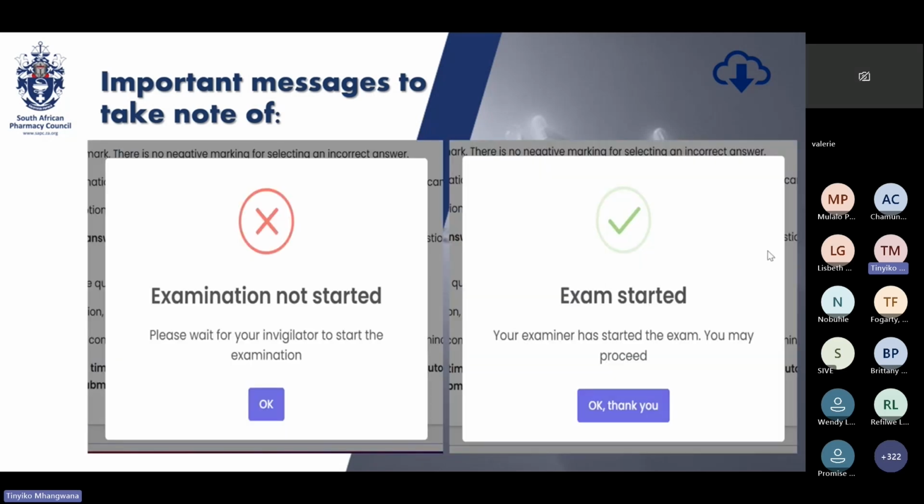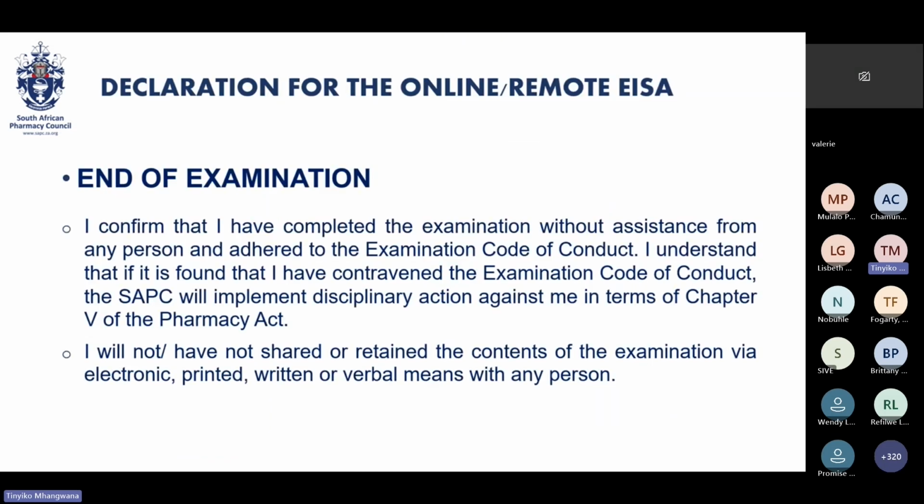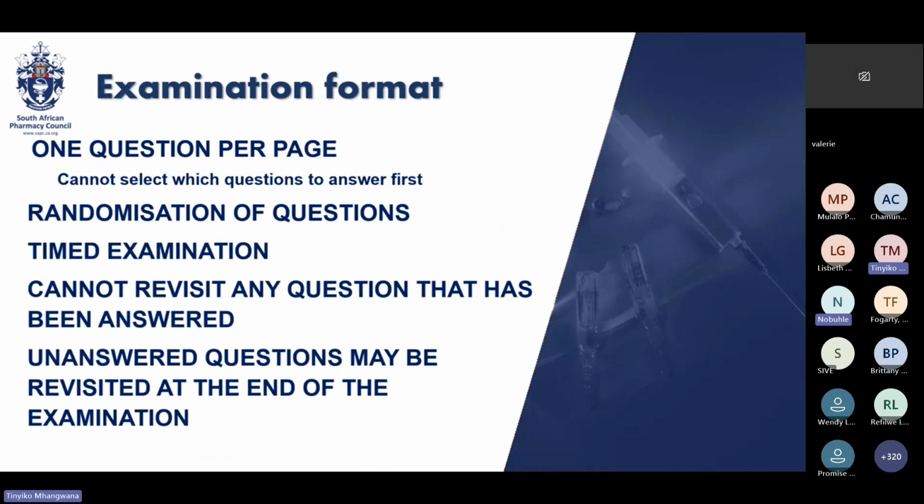So as soon as you have finished logging in and did the declaration, before the exam starts, again, we started at 8 o'clock till 9 o'clock. Before the exam is open, if you press start exam, the tab on your left is the one that is going to appear. It will tell you that the examination is not yet started. But as soon as it's opened and you press start examination, you will see examination started. And then you click OK, thank you. Then you can continue writing the exam until you finish and do the declaration.